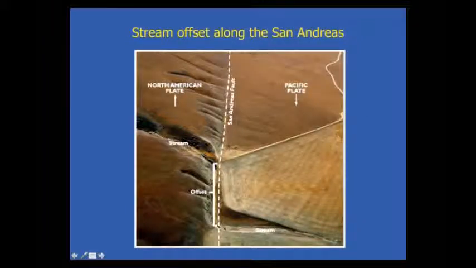Here's a stream that used to be continuous across the landscape here, and over long periods of time, because of motion along the San Andreas fault, this stream has been offset. So this would also be an example of right lateral strike-slip faulting.